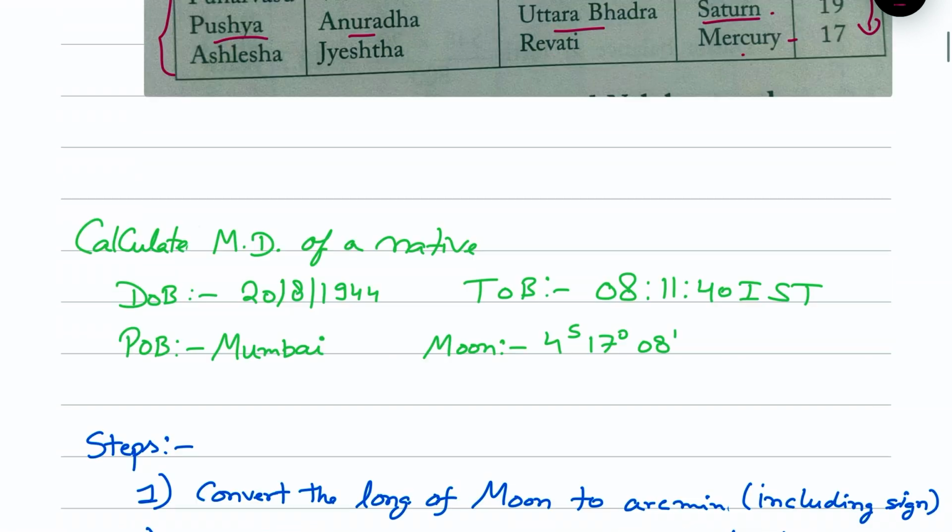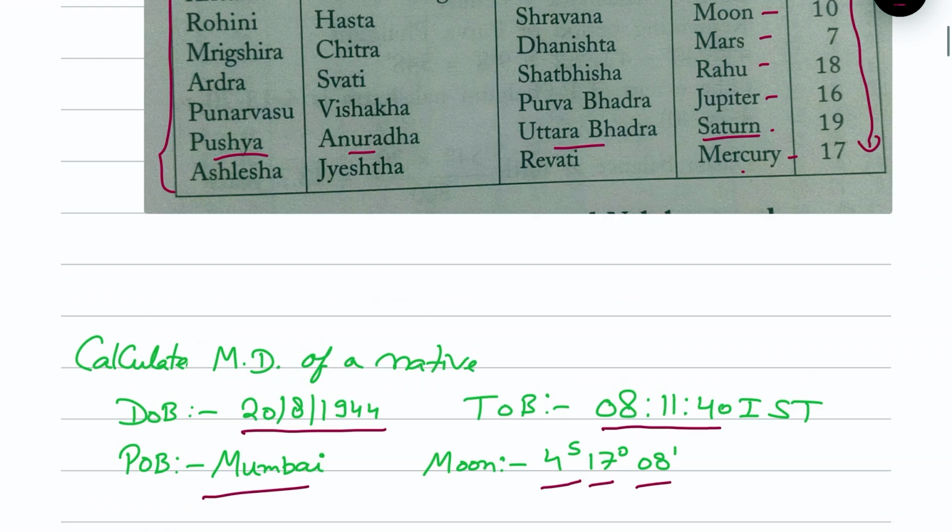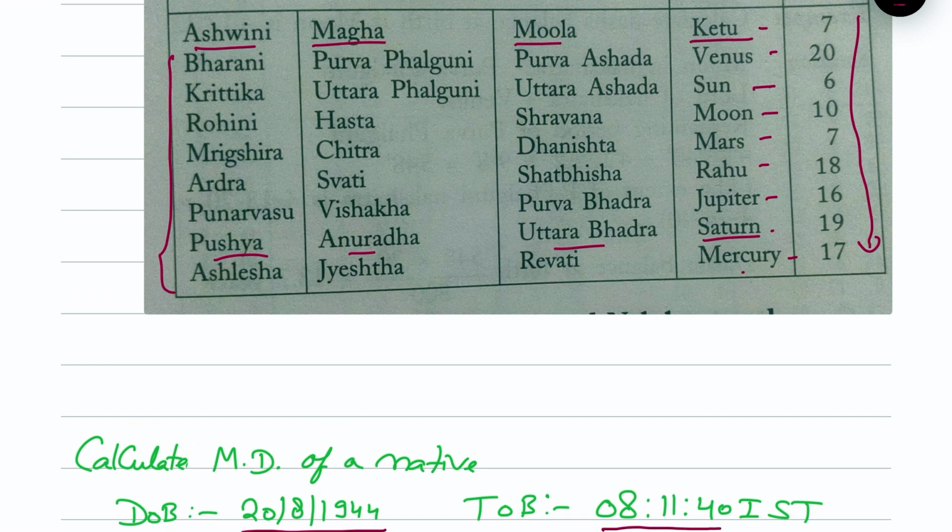Calculate the Mahadasha of a native born on 28/1944, and time of birth is 8:11:40 IST. Place of birth is Mumbai and moon was at 4 signs 17 degrees 8 arc minutes. To calculate the Mahadasha running at the time of birth, we require the longitude of moon. Based on the longitude of moon, we have to calculate the nakshatra running at the time of birth, and based on that nakshatra we will know who is the Mahadasha Lord.